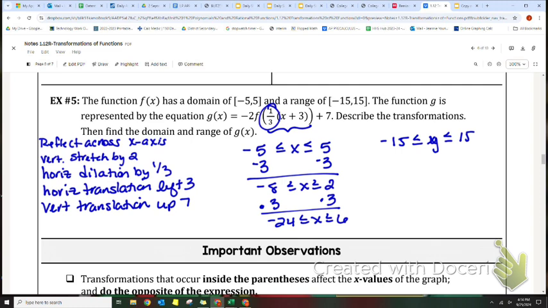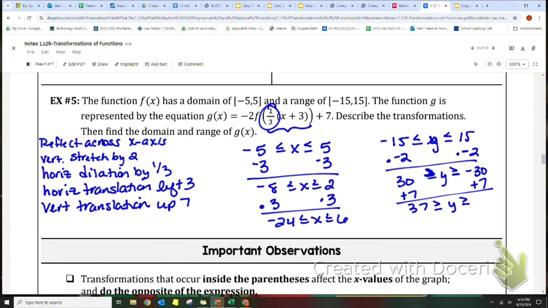And then for my range is my y's. That's going to be times the negative 2. Now I'm multiplying by negative, so technically my signs here switch. So negative 30. And then add 7. So we get 37 is greater than or equal to y, greater than or equal to negative 23. Or we can say negative 23 is less than or equal to y, less than or equal to 37. And so if we put it back in the same notation, my domain is going to be negative 24 to 6. And my range is going to be negative 23 to 37.